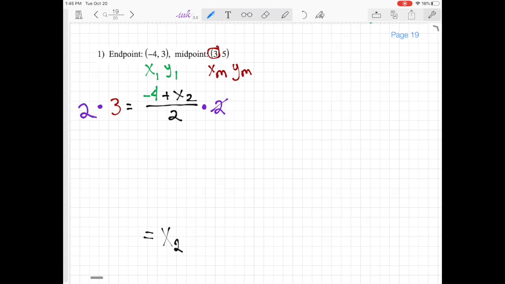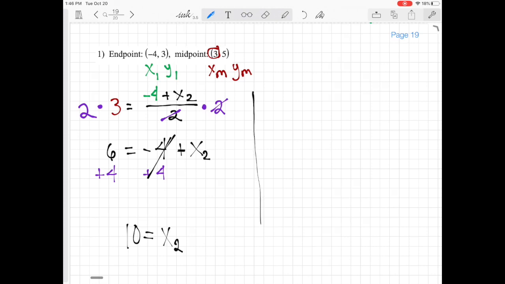So 2 divided by 2 cancels out. And then 2 times 3 gives us 6 equals -4 plus x2. And now we're going to add 4 to both sides, and -4 and +4 cancel out, leaves us with just x2, and then 6 plus 4 is 10. So now let's do this again with the y's.